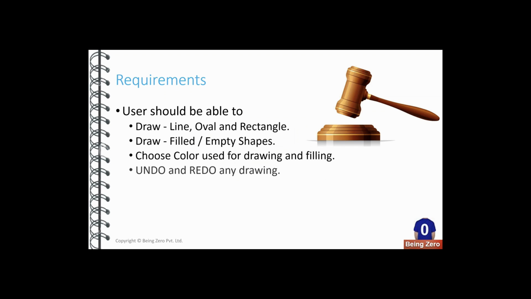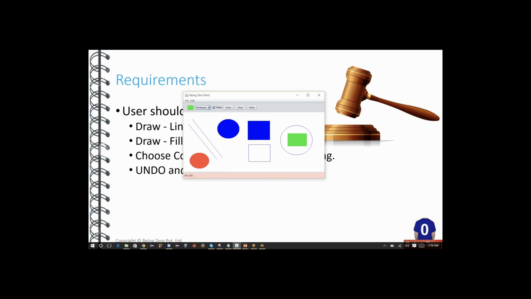Next requirement says user should have undo and redo features for any drawing. Now we have drawn these drawings, so there is an undo button. If I click that, last shape goes off. Again click, second last goes off. Again click, third last goes off. Now what if I want all three back? I can do redo. One line comes back, another redo, circle comes back, another redo, rectangle comes back.